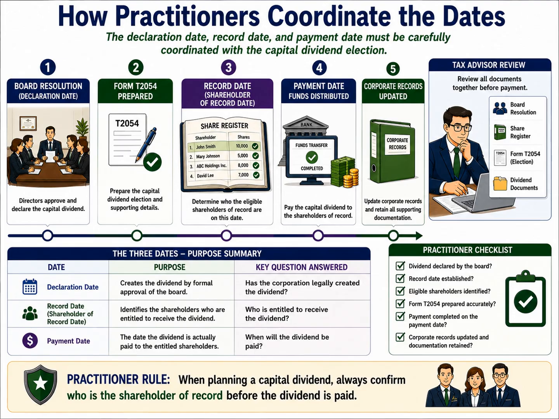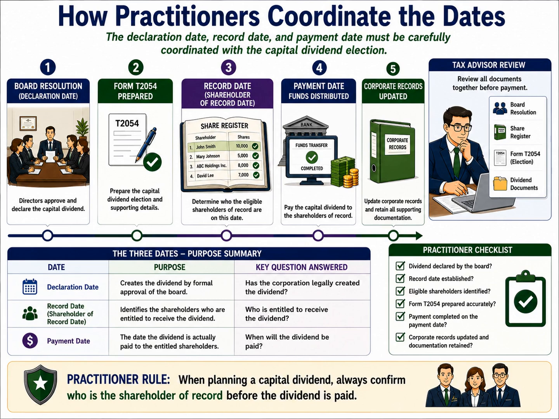Next, the corporation prepares Form T-2054. As we've discussed, this is the election that tells CRA the dividend is intended to be treated as a capital dividend. The election and supporting calculations are prepared before the dividend is paid. The next critical step is establishing the shareholder of record date. The corporation reviews its share register and determines exactly who the shareholders of record are on that date. This step answers one of the most important questions in the entire process. Who is legally entitled to receive the dividend?